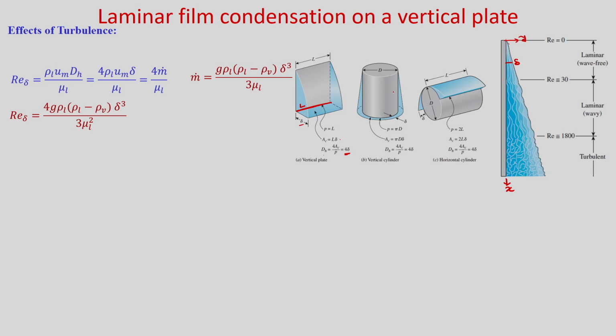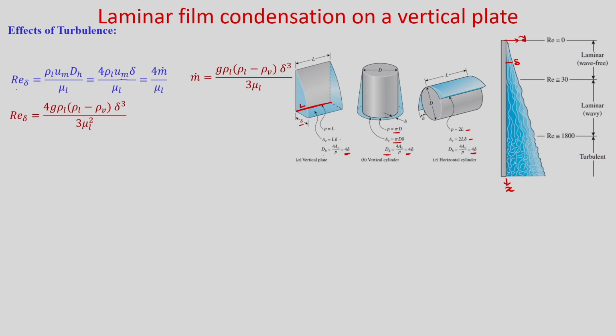If you consider condensation on a vertical cylinder, P will be pi d at a particular location, and the flow cross sectional area is pi d into delta. So, DH will be just 4 delta. And if it is a horizontal tube, in this particular case P will be 2 L, since both sides are considered, and the flow cross sectional area will be L into delta on both sides, so 2 L into delta. So, the hydraulic diameter will be 4 delta.